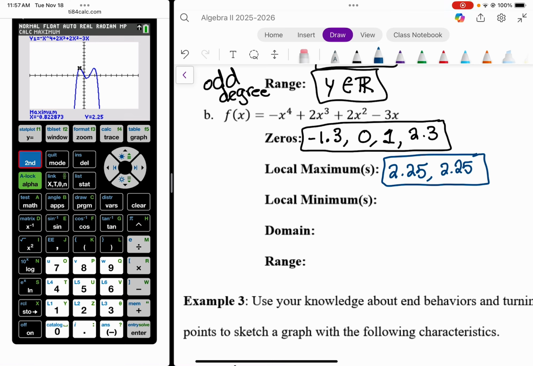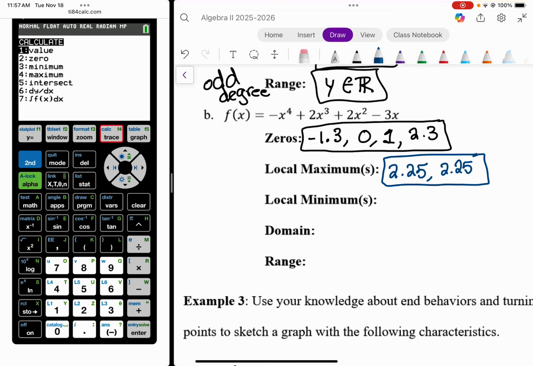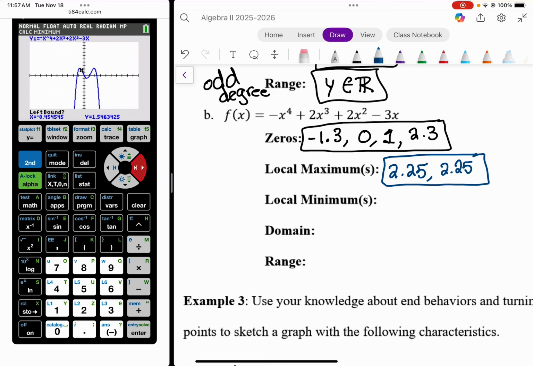Then I find my minimum. So I hit second trace again, number 3. And I go to the left of my minimum, that downward curve, and then my right side, and that gives me negative 0.8 about for my local minimum.